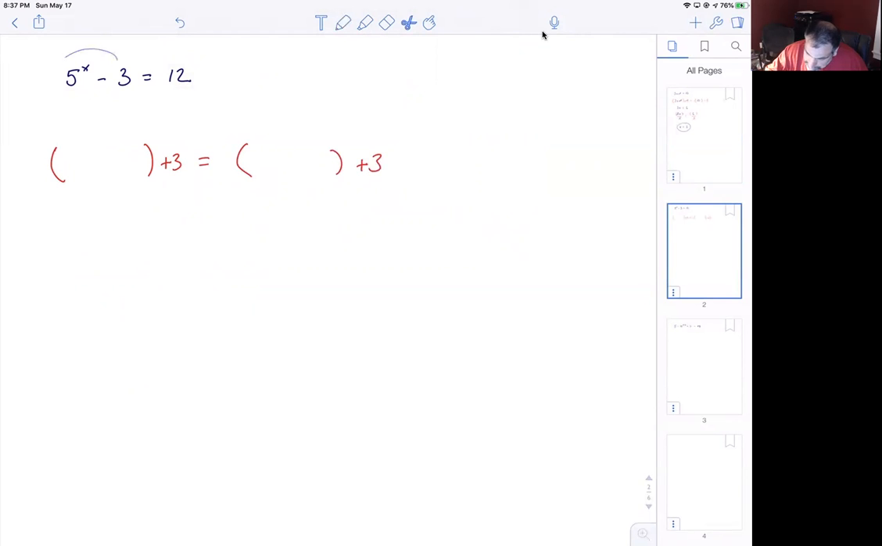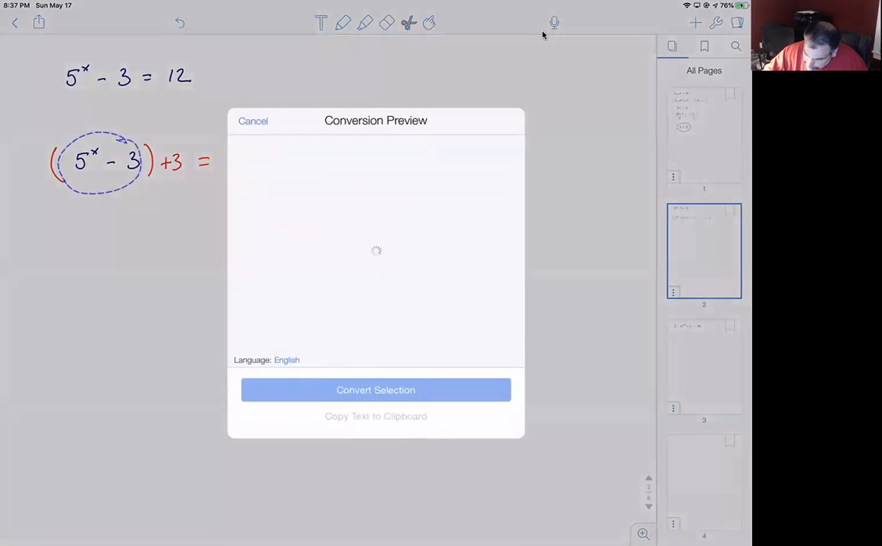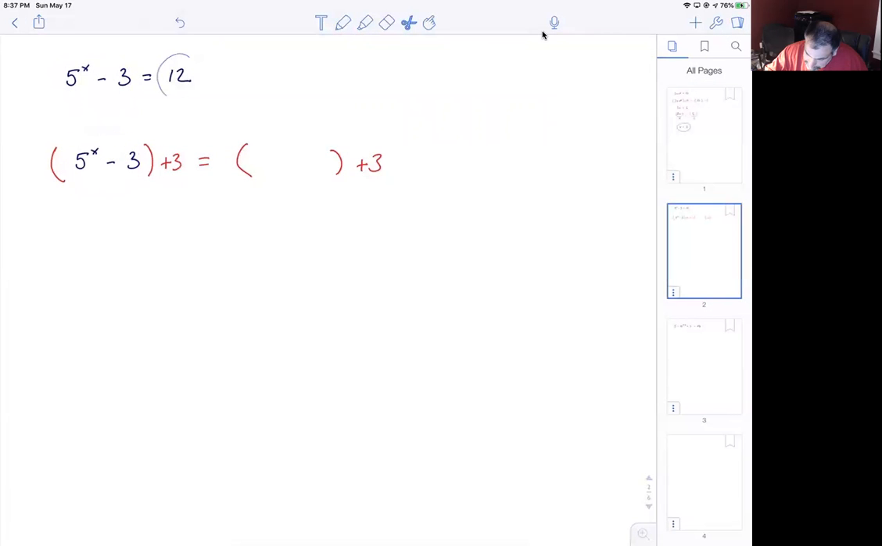Again, we're just going to take that left side and copy it in. And we're going to take that right side and do the exact same thing and copy it in. So now we've got our inverses acting directly on each other. Those are going to cancel, that plus 3 and that minus 3. That's going to leave us 5 raised to the x. And now this is 12 plus 3, which is 15.